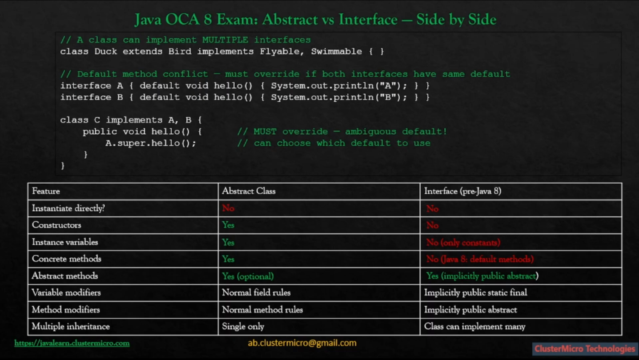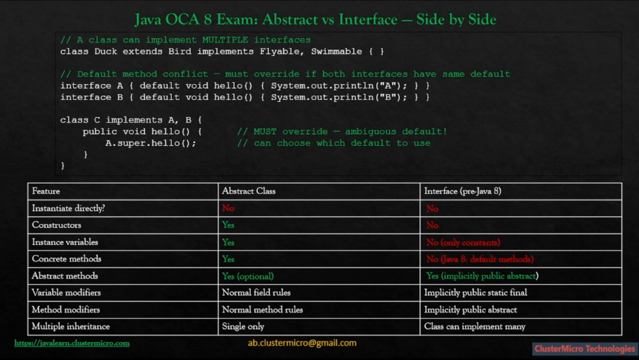Choosing between an abstract class and an interface depends on the requirements of your design. The OCA exam often tests whether you understand the key difference between the two. The main distinction is that an abstract class can hold state. It can contain instance variables and constructors, allowing it to store and manage object data. An interface, on the other hand, cannot hold instance state. Any variables declared in an interface are constants, which are automatically public, static, and final, and are shared by all the users of the interface.